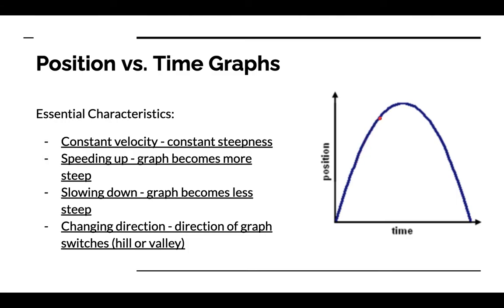And then as we start approaching right here, we're going to be slowing down because our graph is becoming less and less steep. And then right here, at this time, we change direction, we have a hill, specifically we're changing from the right to the left because now we're heading downwards. And now we're speeding up because our graph is going to become more and more steep, okay?